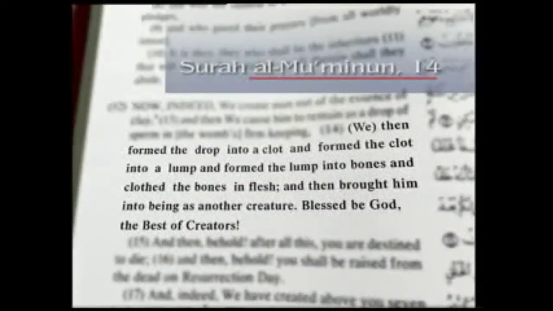We then formed the drop into a clot, and formed the clot into a lump, and formed the lump into bones, and clothed the bones in flesh, and then brought him into being as another creature. Blessed be God, the best of creators.